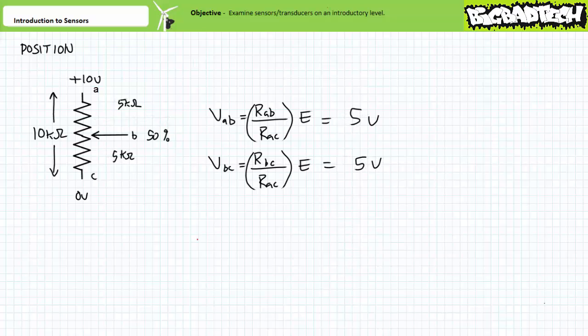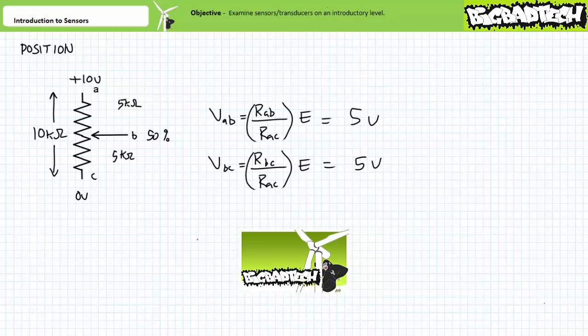If the central terminal was displaced midway, it can again be demonstrated using the voltage divider rule that the voltage drop across the A to B terminals would be 5 volts, and the voltage drop across the B to C terminals would be the remaining 5 volts. For those requiring assistance with the voltage divider rule, please check out the DC voltage divider rule lecture available at the Big Bad Tech channel.